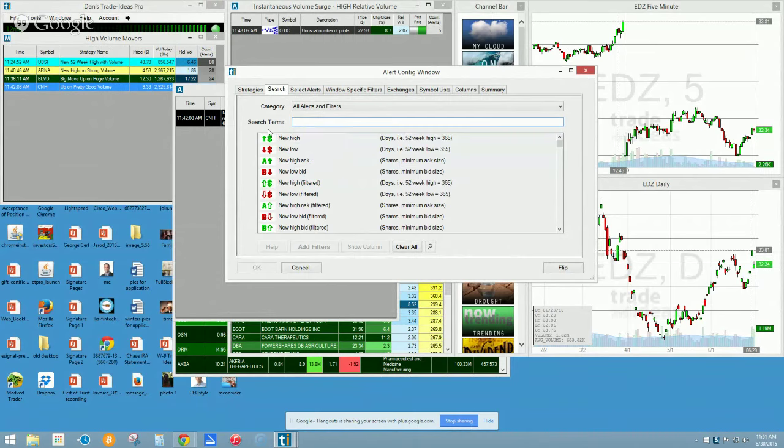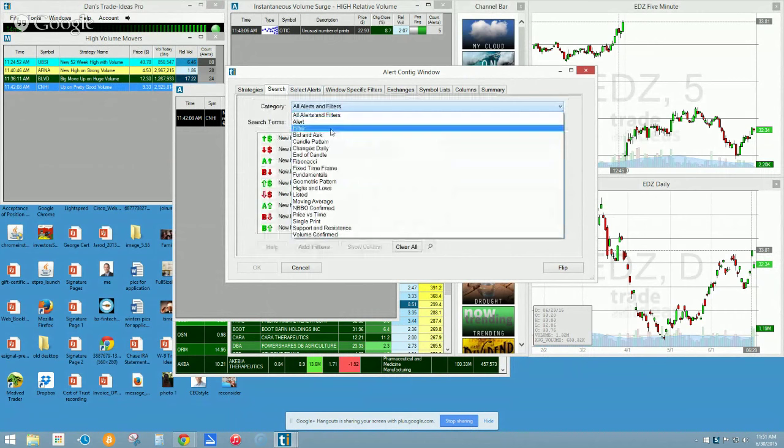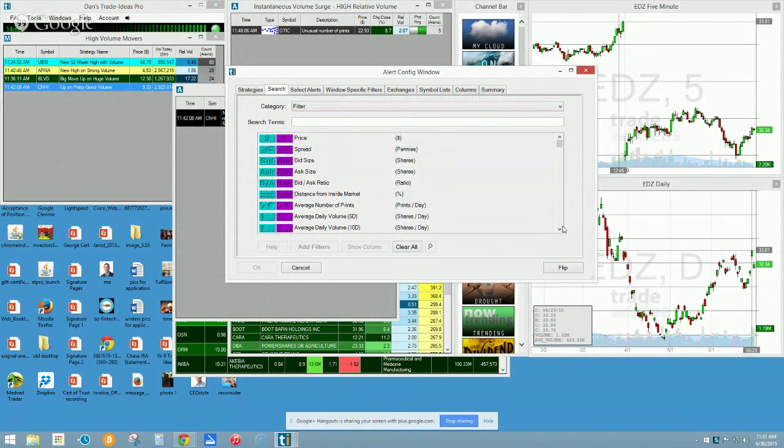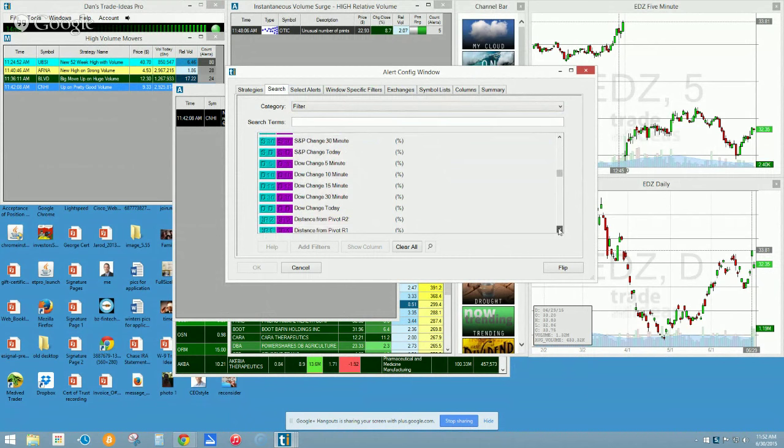There's more. Let's see. Filters, let me look at all of them. So there's Diamond. I'm just going to go through the list. There's so much flexibility in the options you can filter by. You can filter by how close it is to a whole number. And here's NASDAQ, S&P, Dow. So all those filters are there.